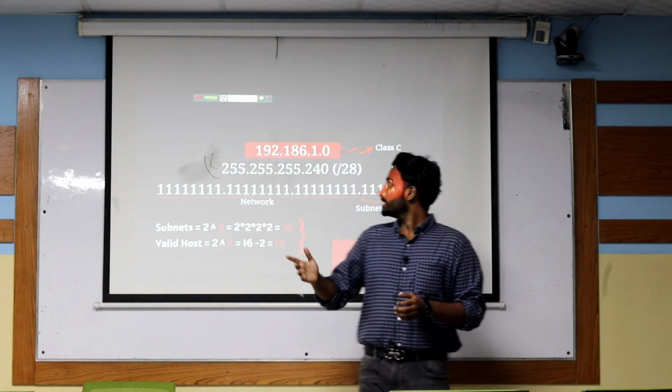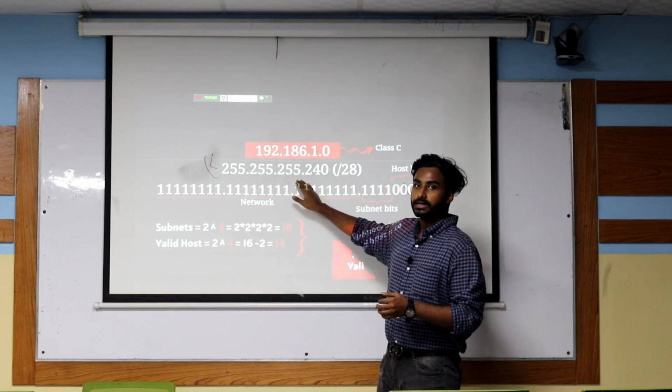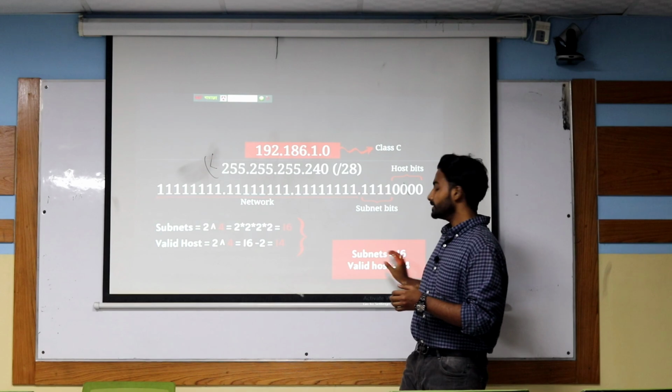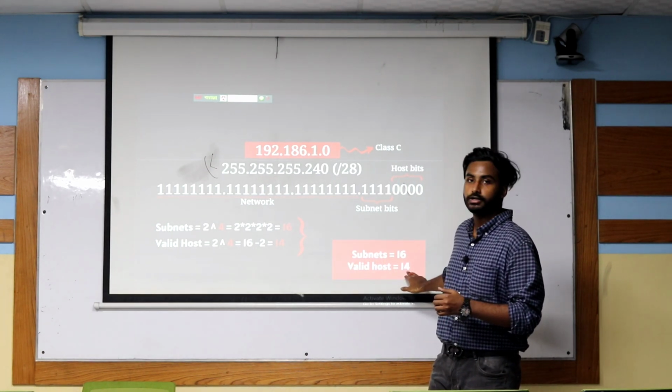So that's it. We had the network address, applied this subnet mask, and got the number of subnets as 16, and in each subnet the number of valid hosts will be 14.